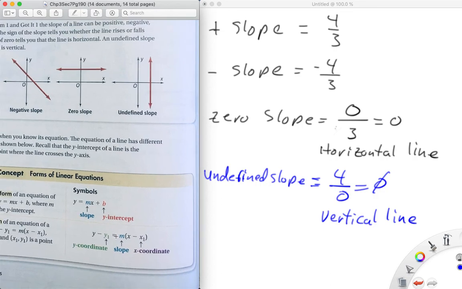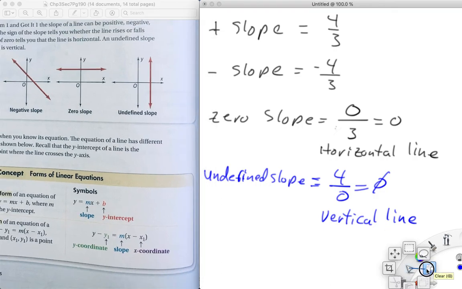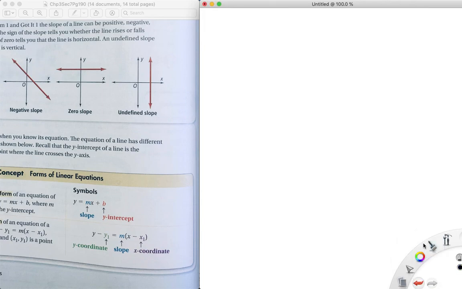There are many forms, but 2 main forms of linear equations. We have something called slope-intercept form, which is the one that you guys were using a lot.